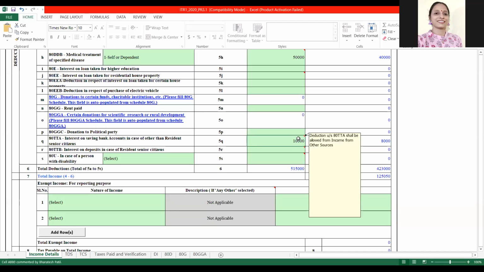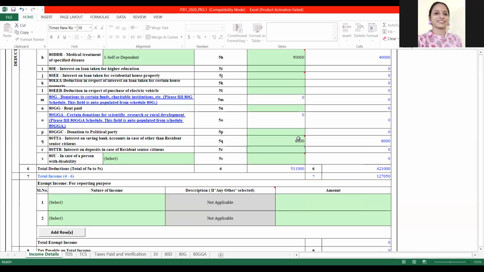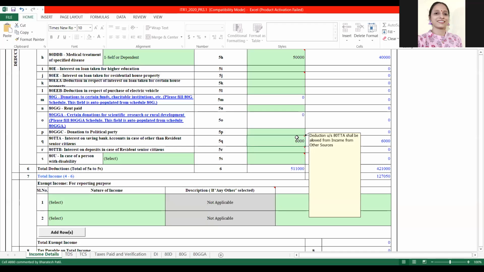I can claim less. For example, if I claim a deduction of 6,000, it will simply change to 6,000. So you can see how smart this software is. It can allow me to take a lesser amount of deduction, but it will never allow me to take the deduction beyond a certain limit. So let us put 8,000 only. 80TTB is basically for the senior citizens.